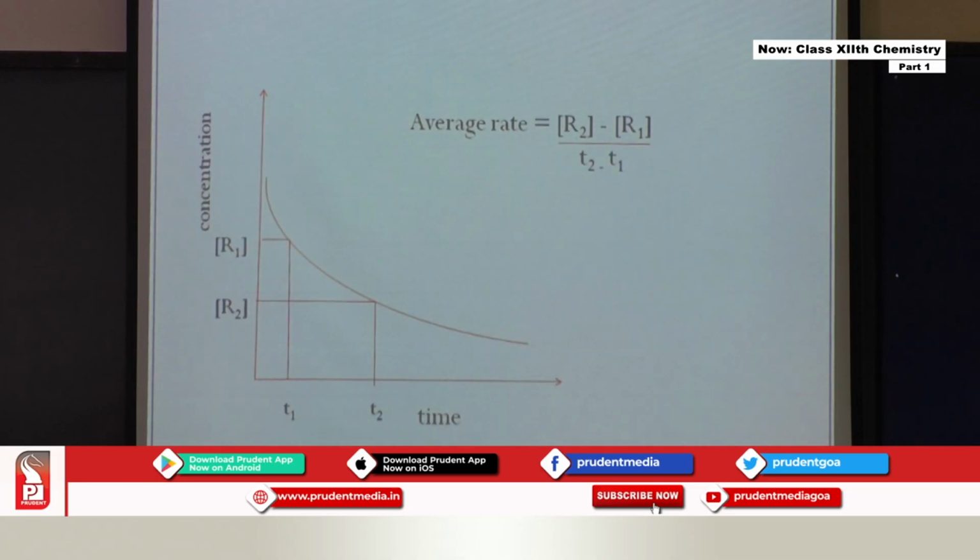Now here in the previous slide, if you see average rate, let me explain to you why we use the negative sign whenever we calculate average rate with respect to change in concentration of reactant. We need to understand that the reactant concentration goes on decreasing as the time increases. So whenever we take the final concentration as R2 and the initial concentration as R1, R2 will always be a lower value compared to R1. And when you subtract the higher value from this lower value, you are going to get a negative answer.